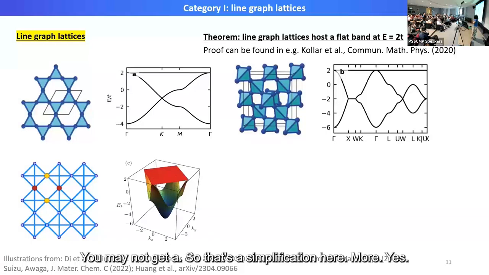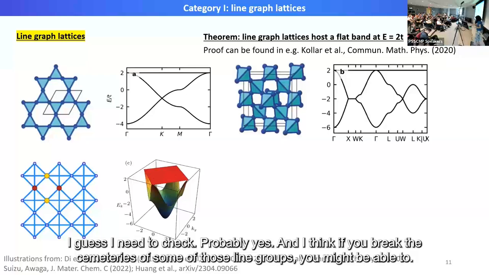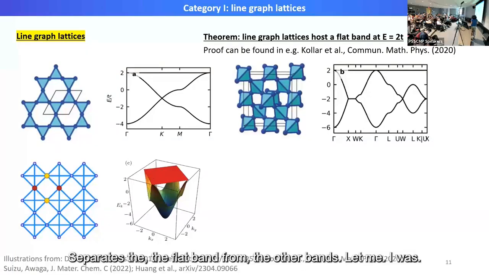So interestingly, these flat bands are never isolated. They always have a band coupling. Is that a feature of these line graph lattices, or are they peculiar in them? I guess I need to check. Probably yes, and I think if you break the symmetries of some of those line graphs, you might be able to separate the flat band from the other bands.